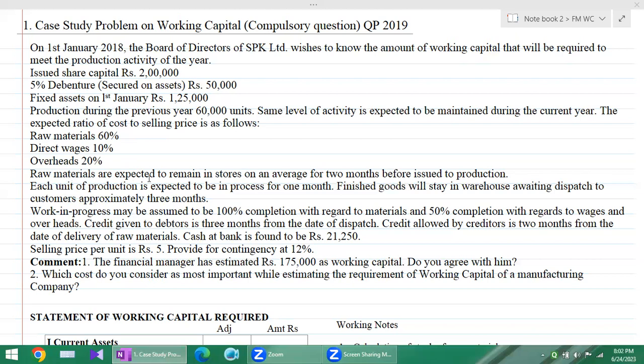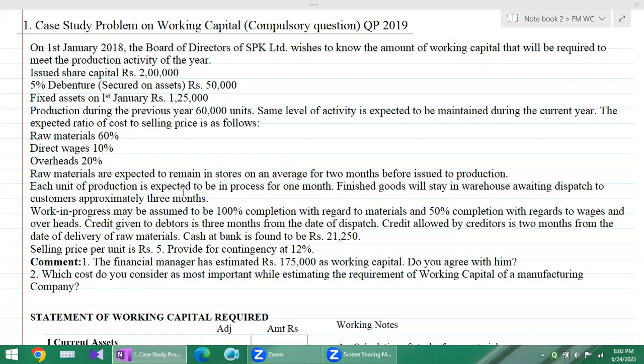Raw materials are expected to remain in stores on an average for 2 months before being issued to production. It means the raw material, the moment it is purchased, is not used for production. It is to be kept in the storeroom for some period till it is used. So that's why the lag period is 2 months. For this period, the materials are kept in stores.